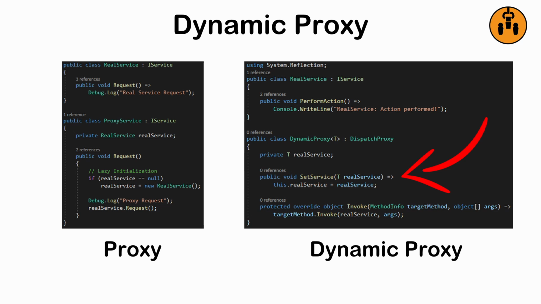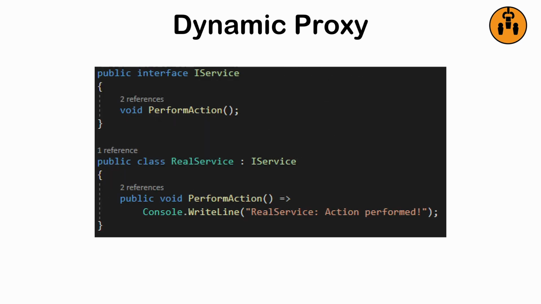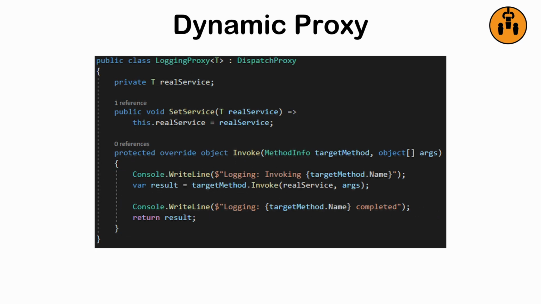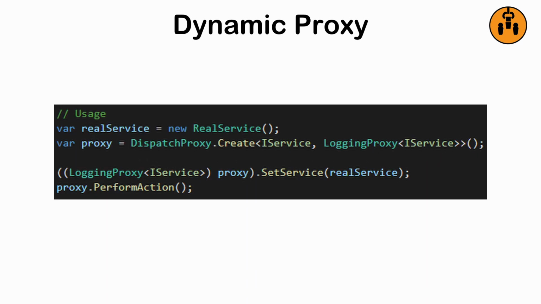or interfaces. For example, let's say that you have a service class. You create a logging proxy that takes the service as input, logs when a method is called, and then forwards the call. This pattern is great for auditing, security checks, or caching, but it can make debugging harder since you're working through layers of abstraction.